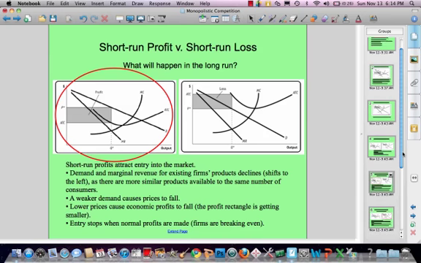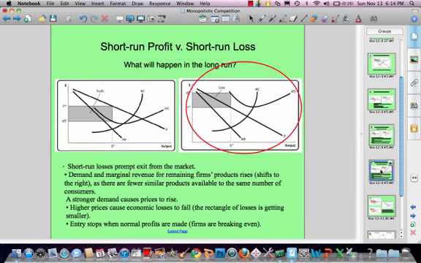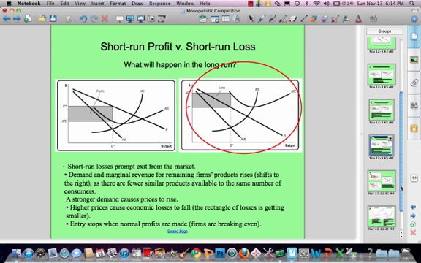Okay, so moving right along, let's talk about the case of the loss. Well, short-run losses prompt exit from the market. Demand and marginal revenue for remaining firms' products rises or shifts to the right because there are fewer similar products available. A stronger demand causes price to rise. Higher prices cause economic losses to fall. And exit stops when normal profits are made. Similar to the case of profit where entry stops when you get to that point of normal profits.